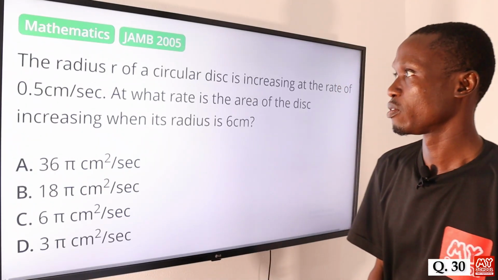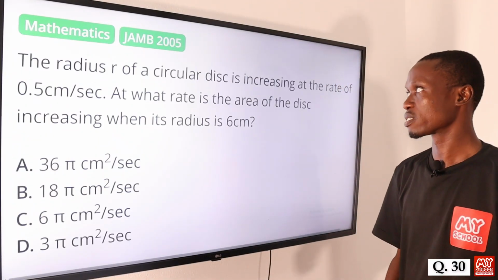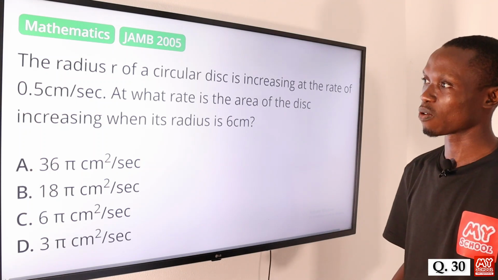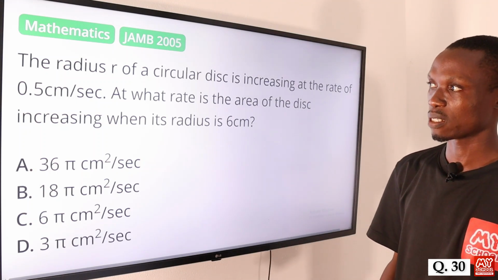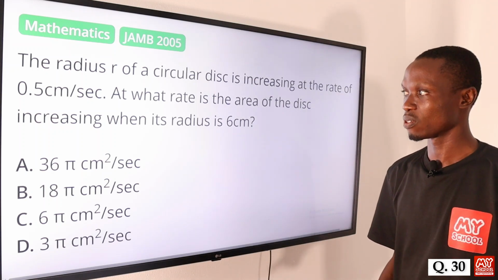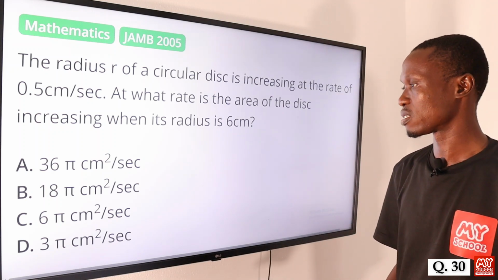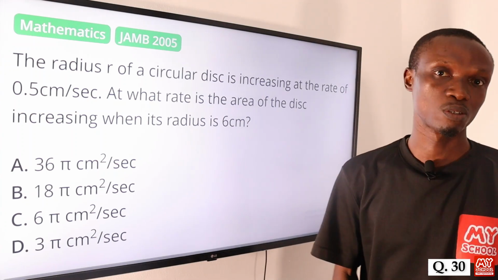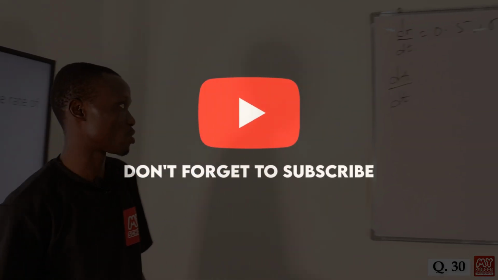Question 30. The radius of a circular disc is increasing at the rate of 0.5 centimeter per second. At what rate is the area of the disc increasing when its radius is 6 centimeters? So let's move over to the board to provide answer to this question.